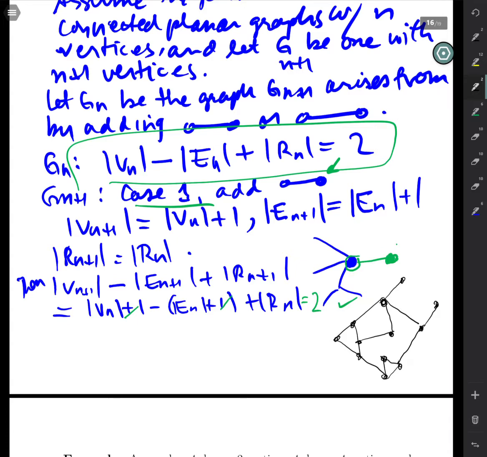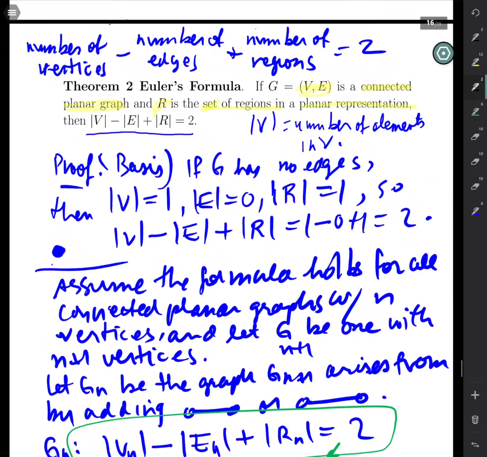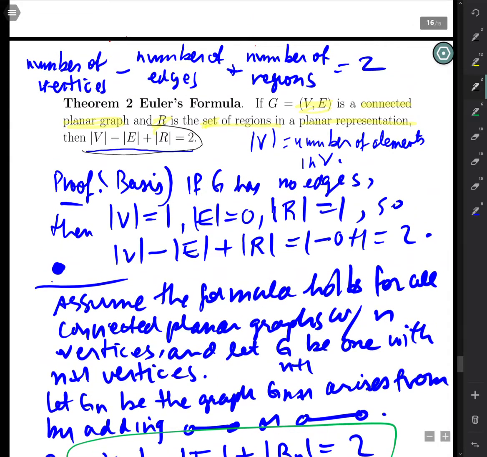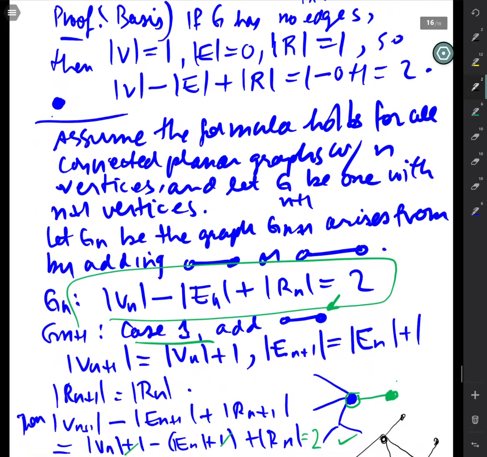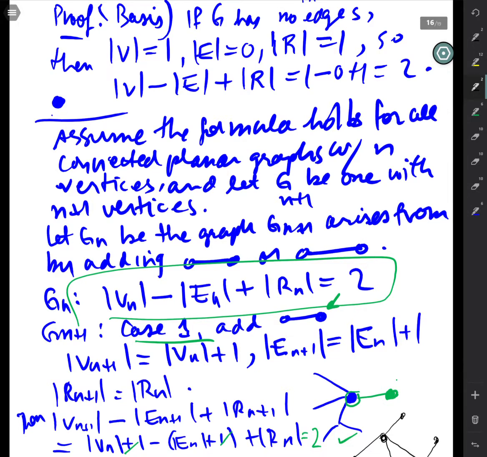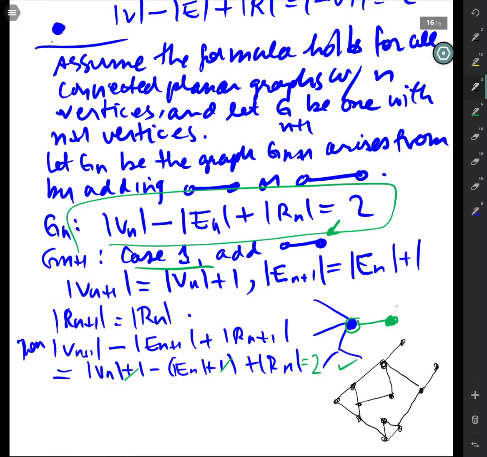We've already proceeded to prove one of the cases to complete our proof of Euler's formula. Recall Euler's formula is this combination here: the number of vertices minus the number of edges plus the number of regions in a connected planar graph is equal to 2. And what we had done is looked at the simplest case and then assumed that it's true when a graph has n edges, any graph with n edges.